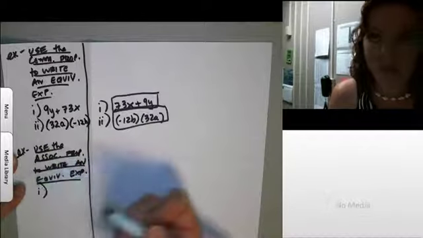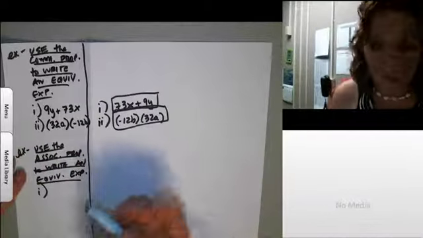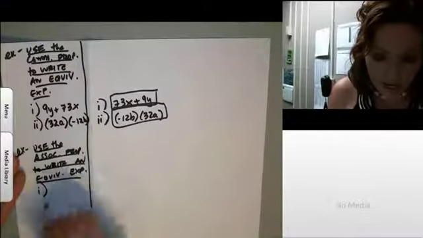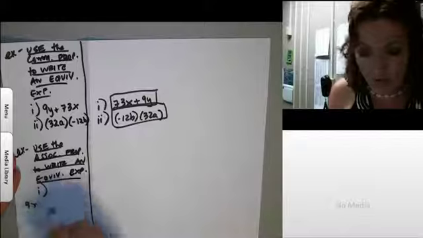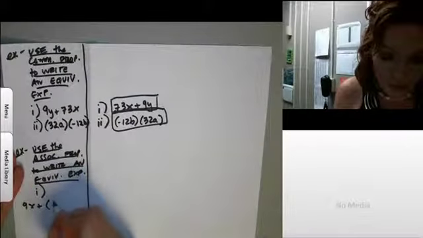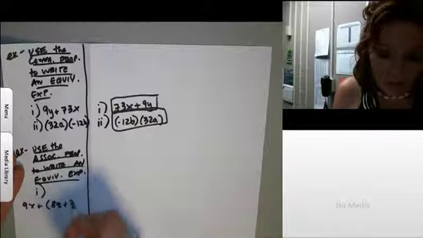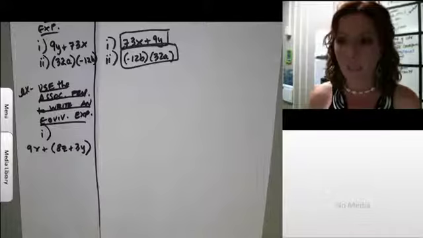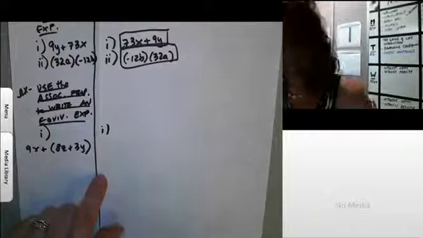How we doing on questions, you guys? So far, so good? Okay. All right, so the first one, we have 9x plus 8z plus 3y. I'm going to write this down here so I don't run out of room. We want to write an equivalent expression for that.